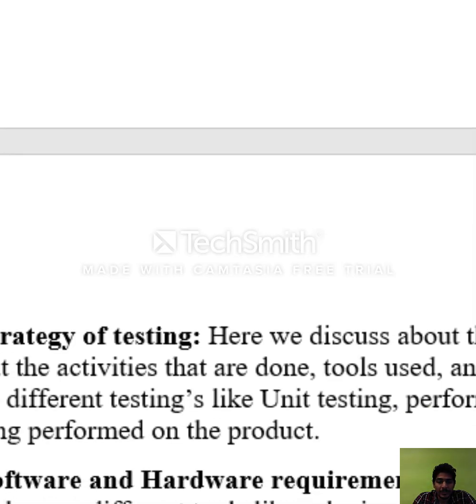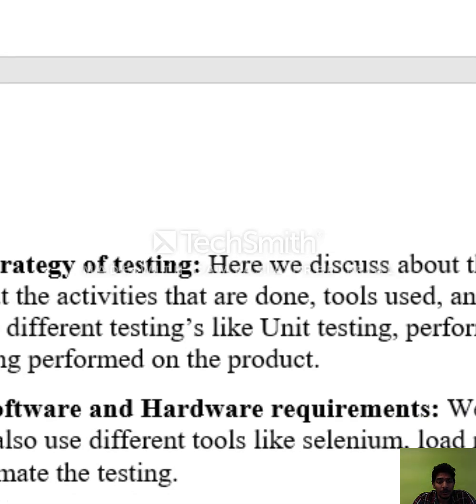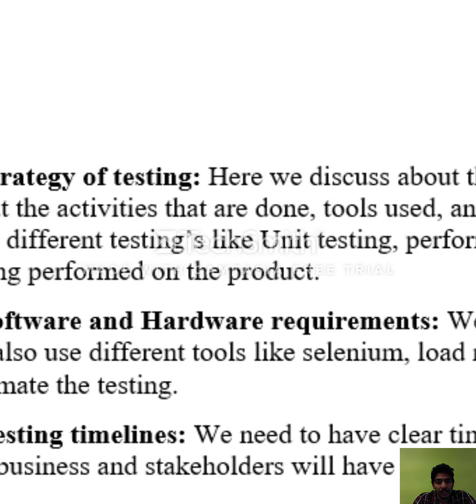In testing timelines, we need to have clear timelines defined for each phase of the testing. Coming to the features to be tested or not to be tested, it is always important to test the newly added features of the product. In staff responsibilities and roles, each and every employee involved in the test should have clear roles and responsibilities.